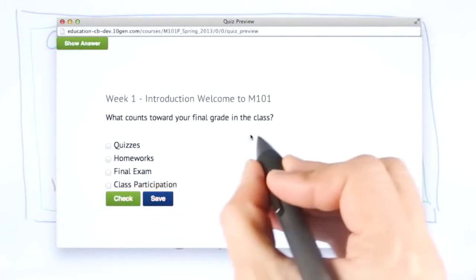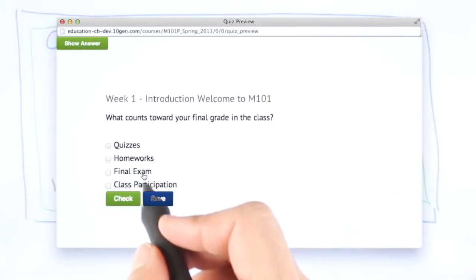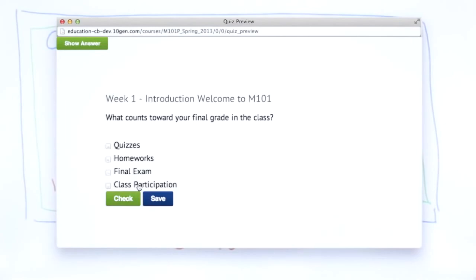What counts toward your final grade in this class? Quizzes, homeworks, final exam, or class participation? Check all that apply.